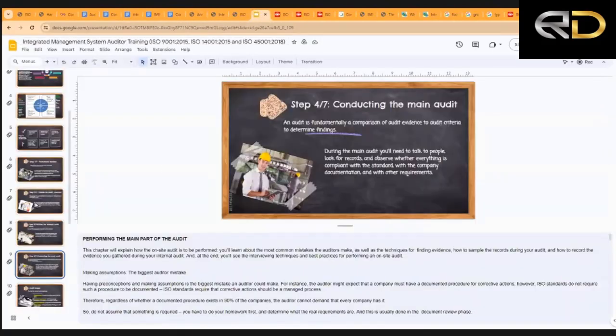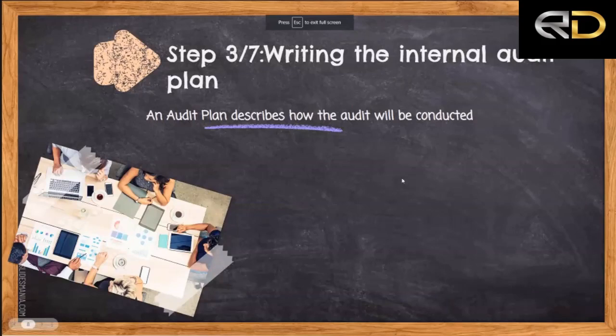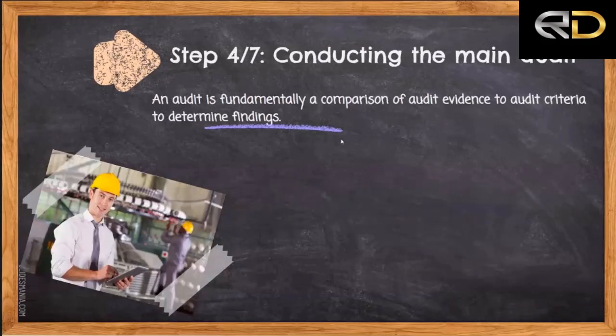So the audit plan now, this is now what you do as an auditor, basically to make sure that everyone is on the same page, they understand your checklist, and everything is going to go according to plan. After that, now we go to step number 4. We now need to conduct the main audit.